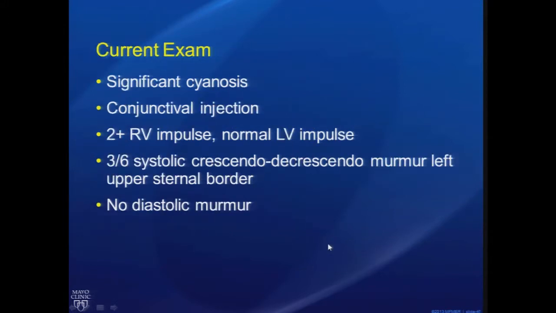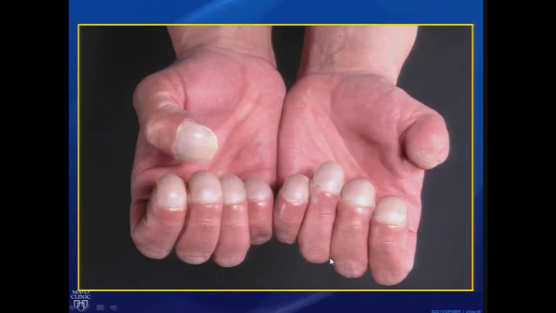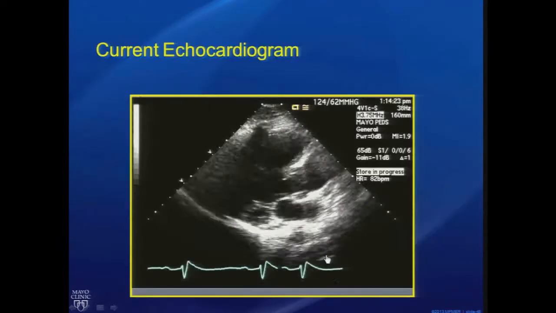So she had some interesting clinical things, so keep that in mind on exam, things you might run into. She had very significant cyanosis. She was about the color of this background slide. She had conjunctival injection, which is a sign of her high hemoglobin. She had a 2+ RV impulse. She had a 3/6 systolic murmur, no diastolic murmur. There's her clubbing, pretty significant.